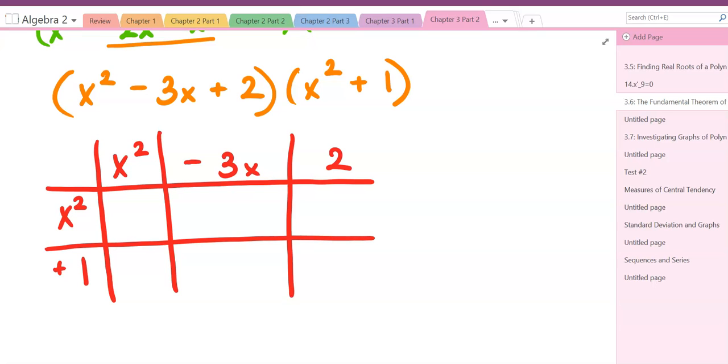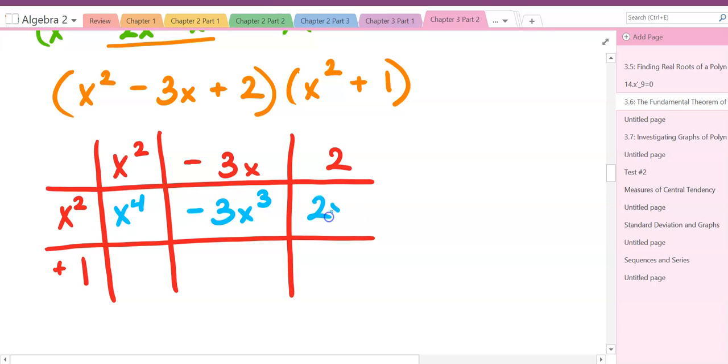So I'm going to do x squared times x squared, which would be x to the 4th. x squared times negative 3x would be negative 3x to the 3rd. And then I have a 2x squared across the top. And then across the bottom here, I'm going to have x squared minus 3x plus 2.